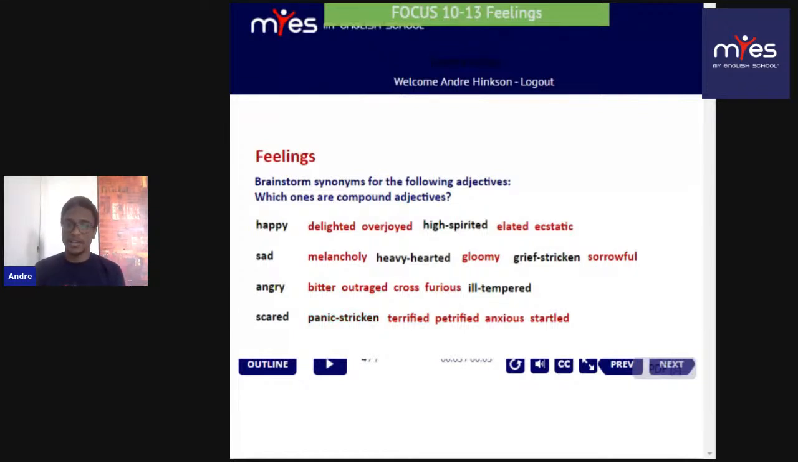So these five compound adjectives are commonly used in English as well. They're normally two separate words separated by a dash or a hyphen, as we would say. So those are the compound adjectives.